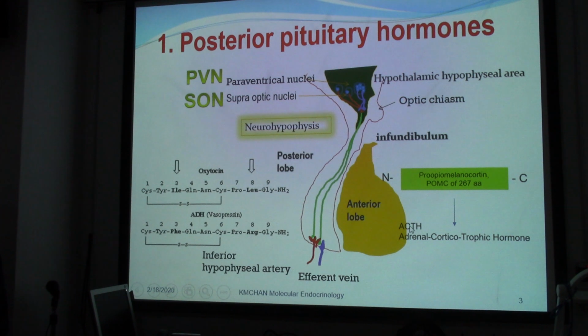Actually, it would come out as ACTH in the anterior lobe. POMC stands for proopiomelanocortin. It is a polypeptide of 267 amino acids. And then by cutting this into different peptides, one of the dominant ones from the anterior pituitary lobe is this ACTH. We'll come back to that later.